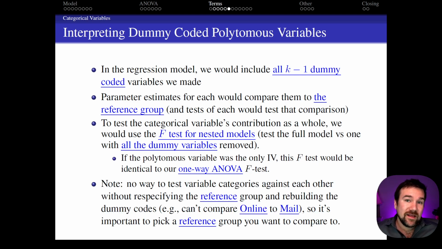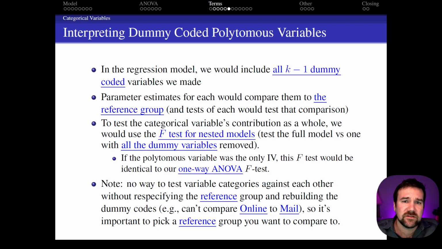All right, so one limitation here is there is no way to test the variables that are included, the dummy-coded variables, versus each other. They only test against the reference group. So let's say I did the phone as the reference group, so I have online and mail included in my model. There's no way to test online versus mail. Now, with that said, if I really wanted to, I could redo the dummy coding and make, say, mail the reference group, and then I could do a comparison between online and mail.